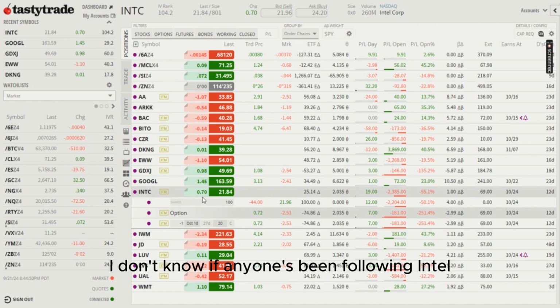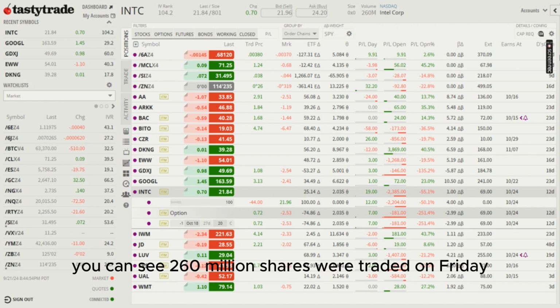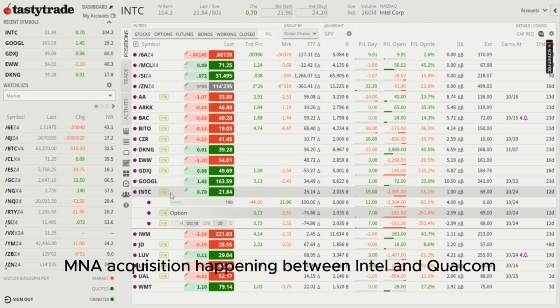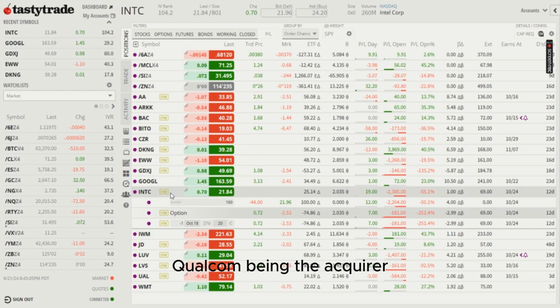INTC, Intel. I don't know if anyone's been following Intel, because you can see 260 million shares were traded on Friday. Apparently, there is a potential M&A acquisition happening between Intel and Qualcomm, Qualcomm being the acquirer, Intel being the target. Will it happen? Will it not happen? I have no idea. But look at Intel's IV rank at the moment. It's over 100. Could be an interesting opportunity right now.